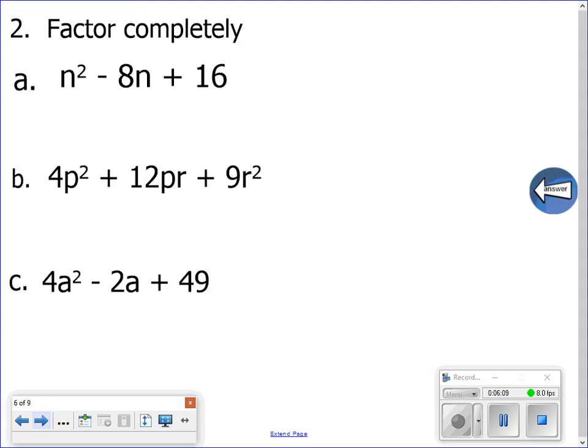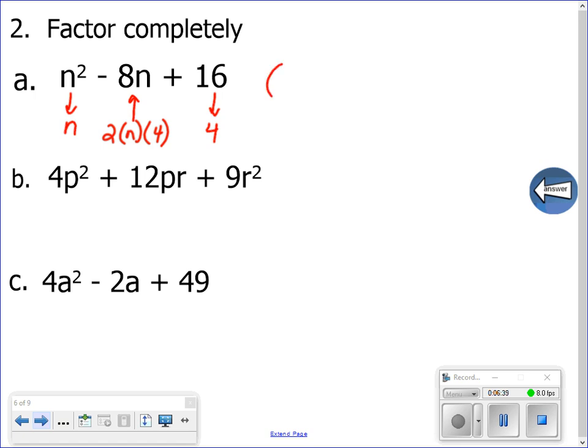Looking at this next set of examples, again, we're going to factor completely. We're going to check to make sure that they're perfect squares first. So we're going to square root the first term, which in this case would be n. We're going to square root the last term, which in this case would be 4. And then I want to see if twice the first term and the last term give me 8n. So 2 times n times 4 does give me 8n, so I know that this is a perfect square.